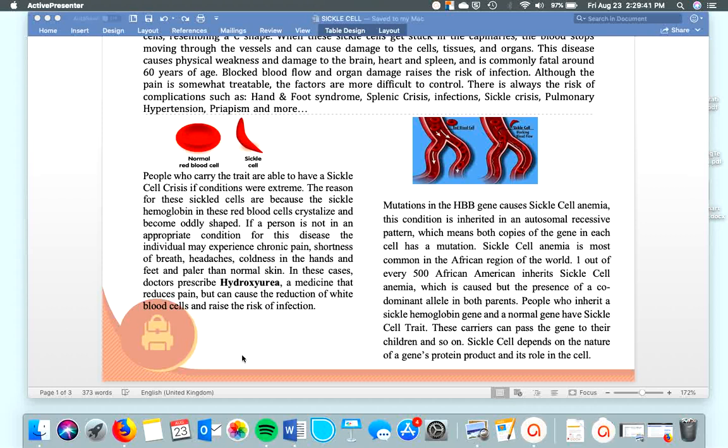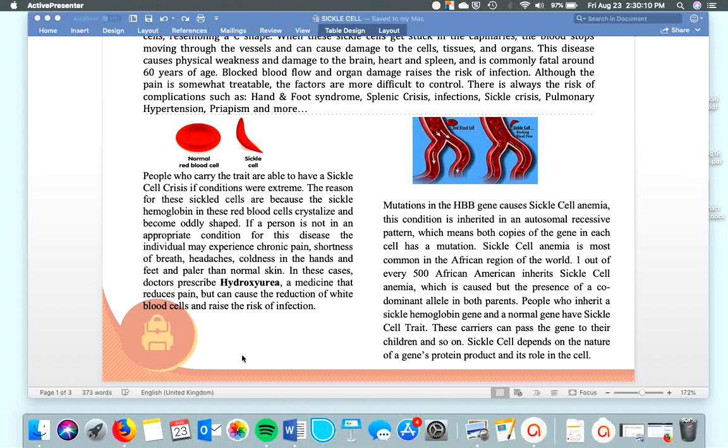So sickle cell is most common in the African region of the world. 1 out of every 500 African Americans inherit sickle cell, but it doesn't just affect African Americans. It's most common in them, but it's also present in other racial populations. About 1 in 1,200 Hispanic Americans also have sickle cell.